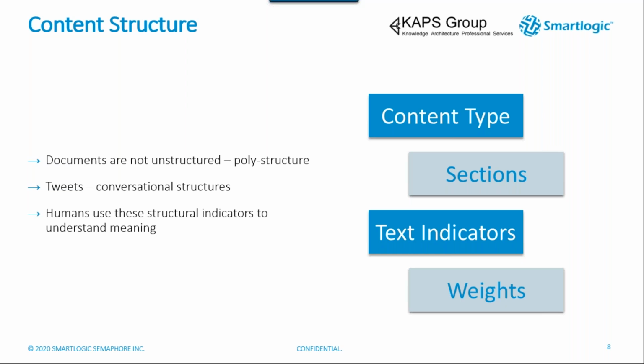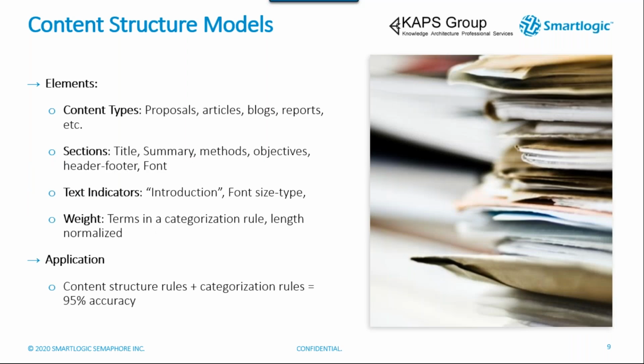But one thing we know for sure is that the way people get meaning out of a document is not to strip out all the indicators, not to strip out the headings and so forth, and create a big giant bag of words, mix it all up, and then count the number of times particular words show up. That's not how humans understand meaning. And so content structure models enable you to use the structural indicators that humans use to understand meaning within your text application.